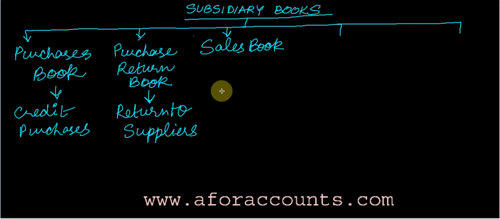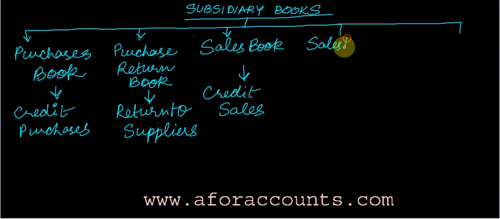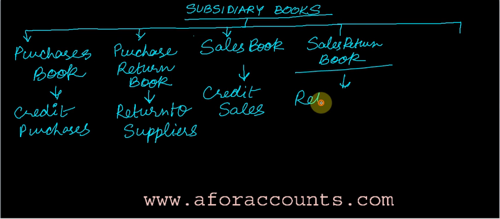As the name suggests, all the sales except the cash ones, the credit sales, are recorded in this book. Next, sales return book. Now, what is sales return? Return from customers to me. So, return from customers is recorded in this book.